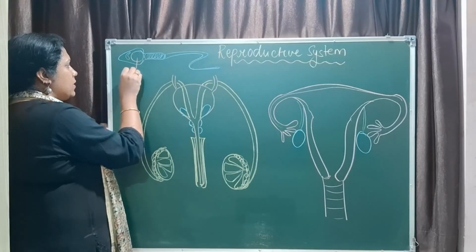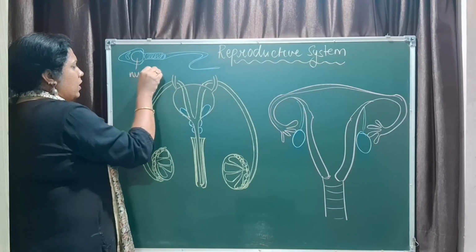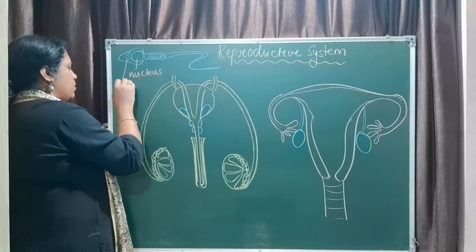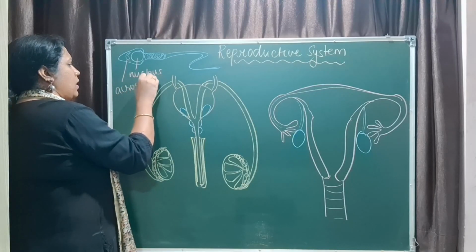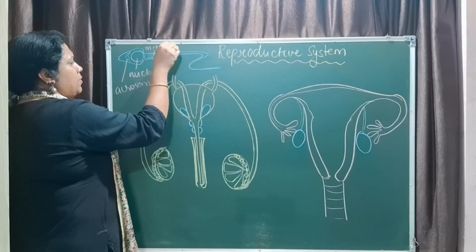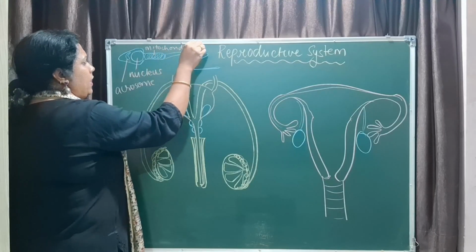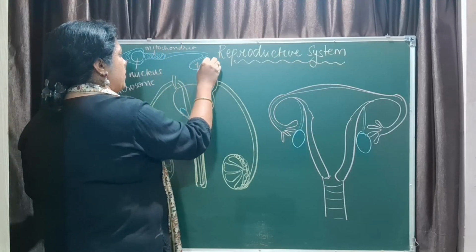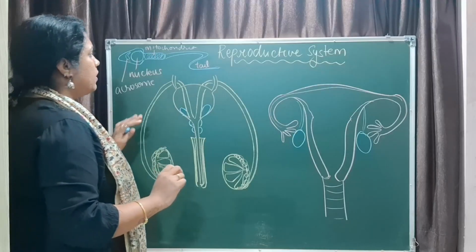The nucleus, okay, the acrosome, mitochondria, that is there are many mitochondria present here, and the tail or the axial filament. This is the sperm, the male gamete.